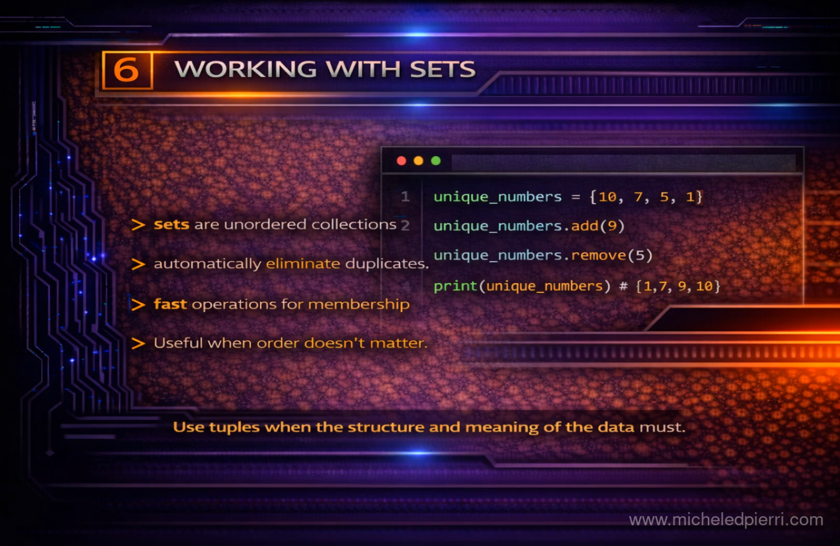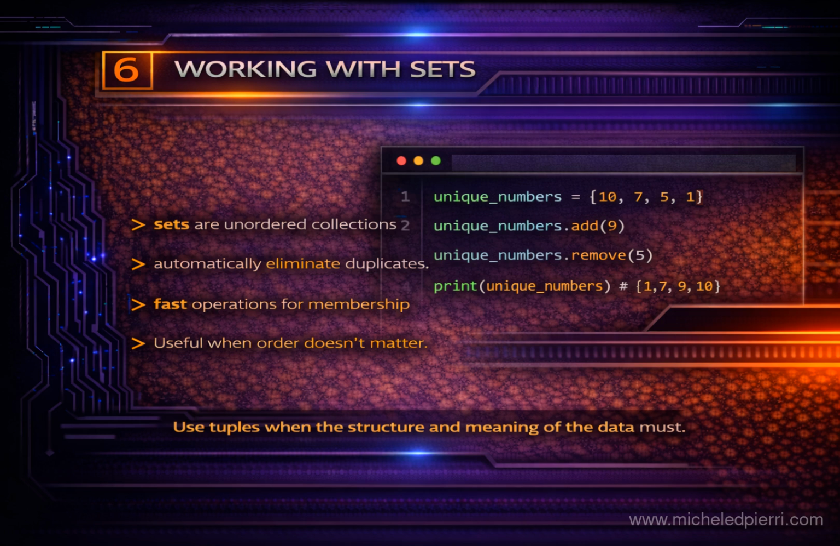Now we move to sets. A set is a collection focused on uniqueness. It stores items without caring about order, and it automatically removes duplicates. That makes sets ideal when you're thinking in terms of membership, whether something is present or not, rather than position. This is why sets are often described as being great for fast membership checks and for cleaning or deduplicating data.